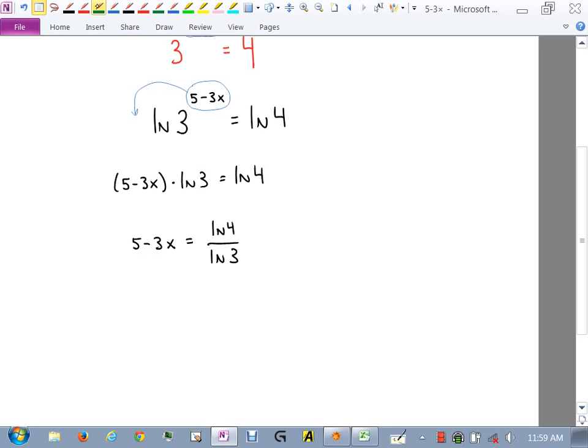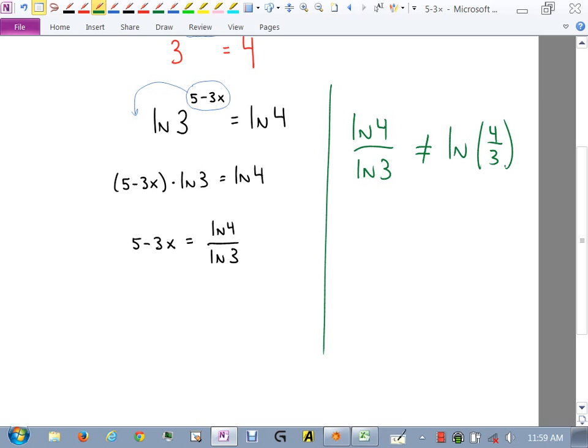And let me just warn you here to be careful. We are doing natural log of 4 over natural log of 3. We are not doing natural log of 4 over 3. That's two different things. This is two separate logarithms that you're dividing. This is one log, and you're doing division of the numbers inside. So don't confuse those. We're doing this.